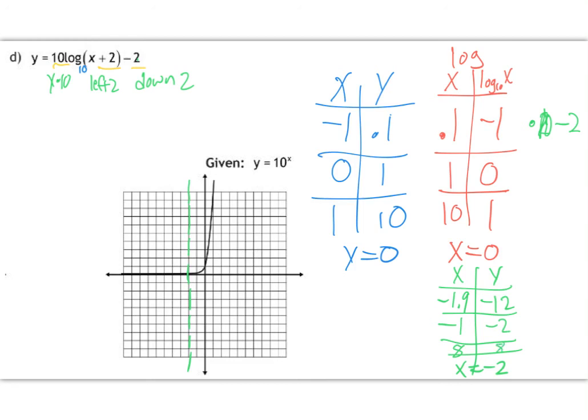Let's try graphing some of these things. 1, 2, 3, 4. I just lost track. 1, 2, 3, 4, 5, 6, 7, 8. There's 8, 8. Negative 1, negative 2. And then negative 1.9, negative 12 would be somewhere down here. Our graph would look like this. The times 10 out front makes this grow a lot faster at the beginning than the previous one that we had.